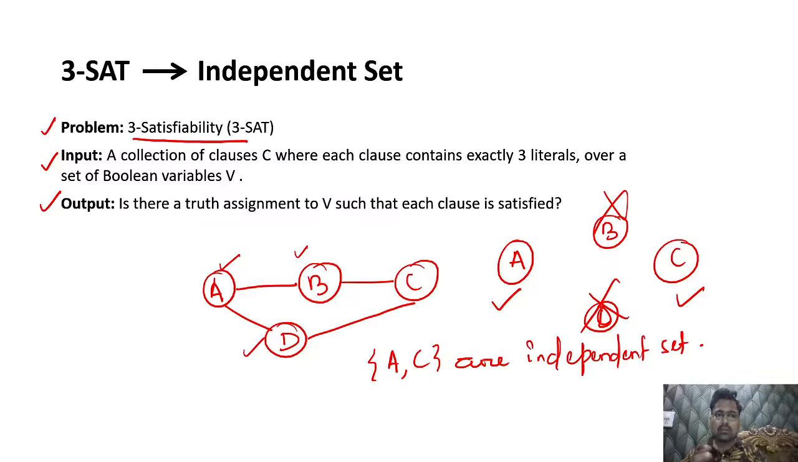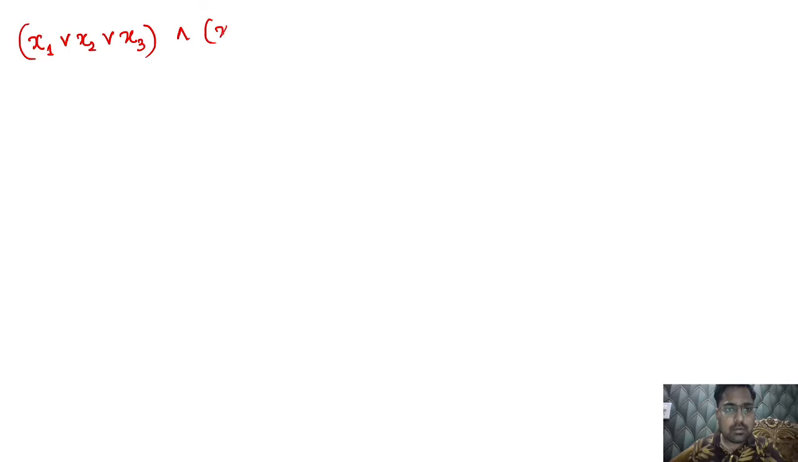This is how we find, through 3 SAT, whether satisfiability could be possible or not. You can check from the previous example, which would be better for us to understand. X1, X2, X3: the Boolean expression is like this, an AND operation of X1, X2, X3, then AND operation X1, X2 bar, X3, and the operation is completed.